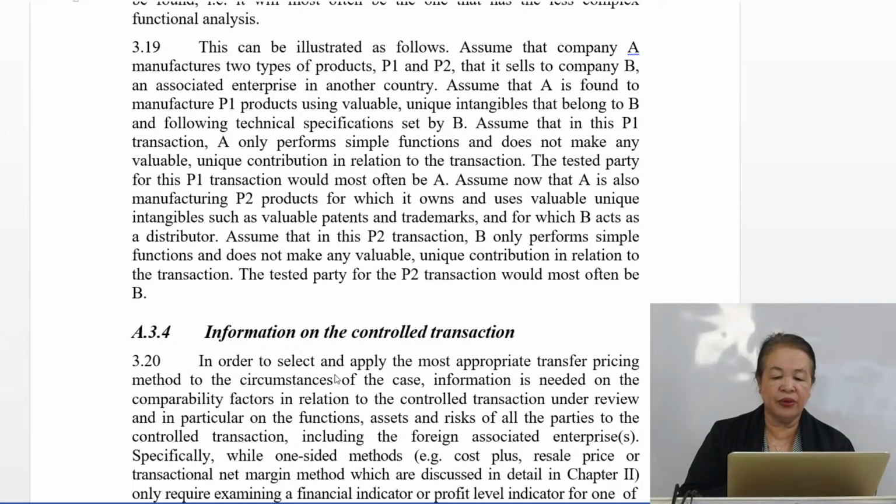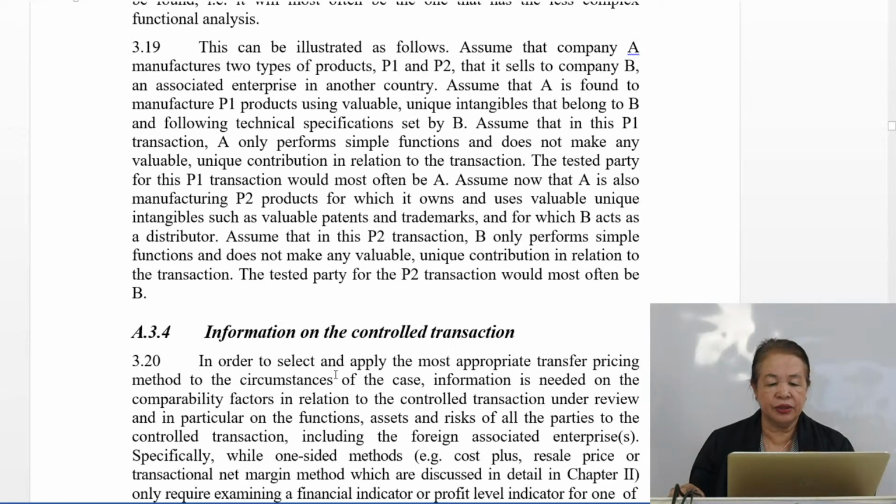No? Assume now that A is also manufacturing product 2 for which it owns and uses valuable, unique intangibles such as valuable patents and trademarks, and for which B acts as a distributor. Assume that in this product 2 transaction, B only performs simple functions and does not make any valuable, unique contribution in relation to the transaction. So the tested party for the product 2 transaction would most often be B. Whereas for product 1, who is the tested party there? A. No?